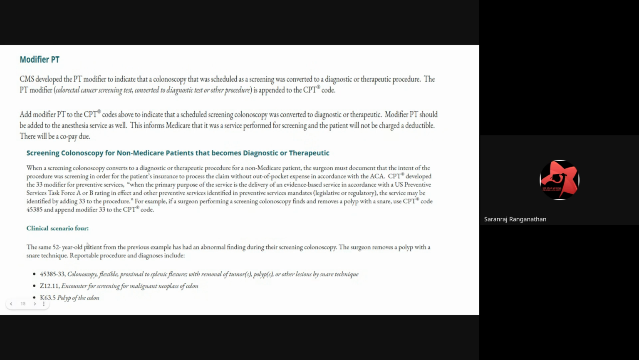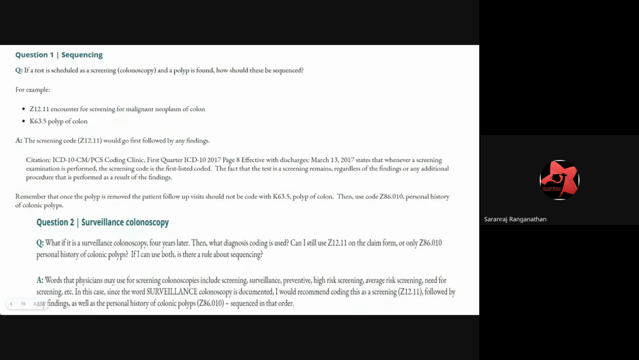Then clinical scenario 4: the same 52-year-old patient from the previous example has had an abnormal finding during the screening colonoscopy. The surgeon removed the polyp with the snare technique. Reportable procedure and diagnosis code: they are adding the same CPT 33 modifier, that screening code, and for the polyp of the colon we have to add K63.5. Okay.